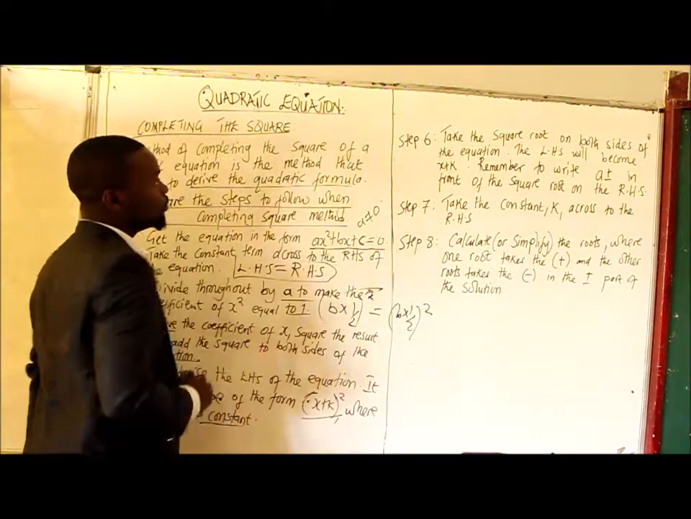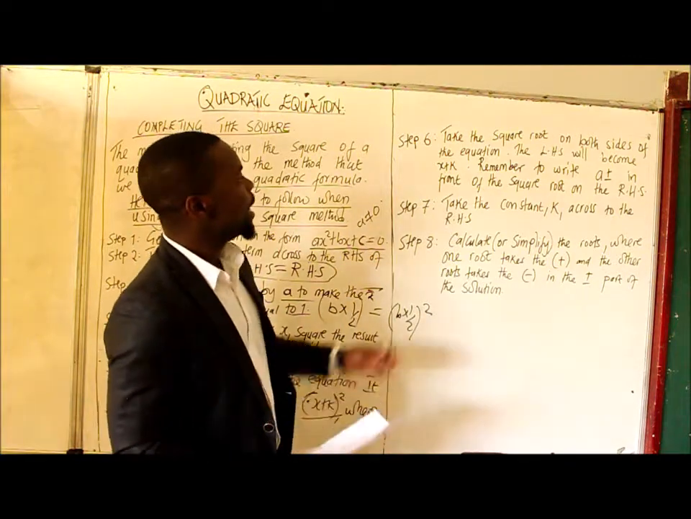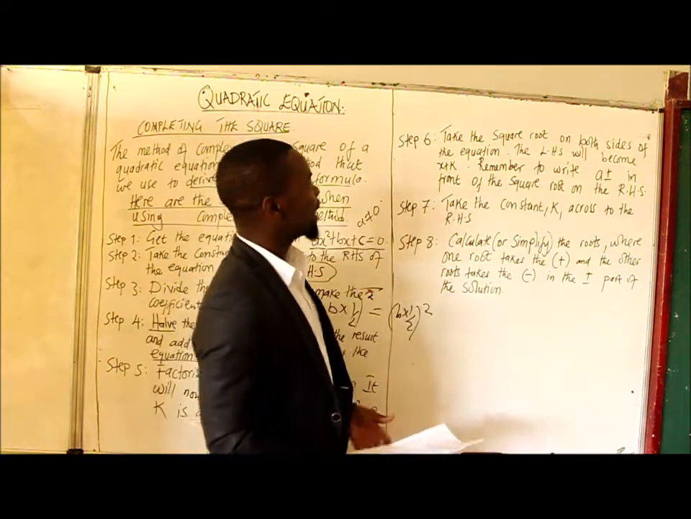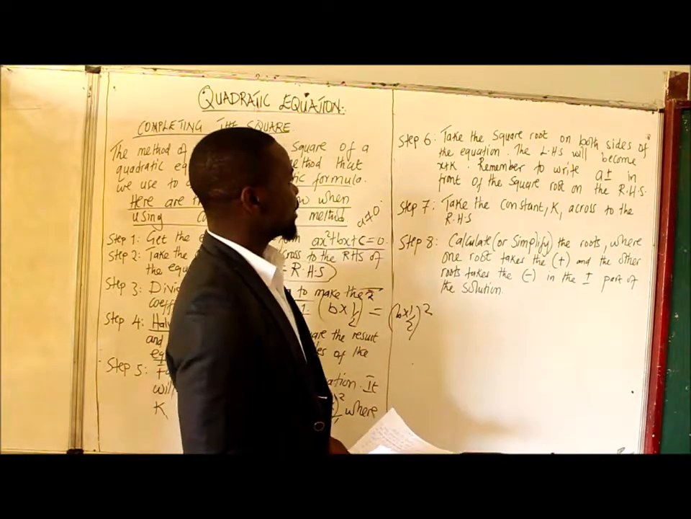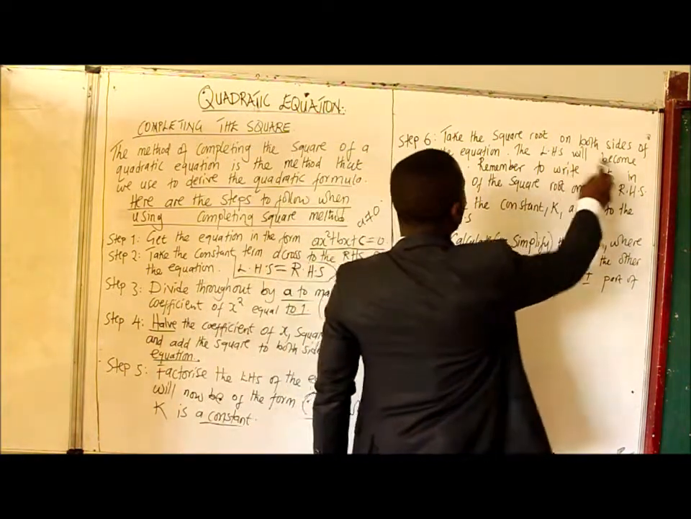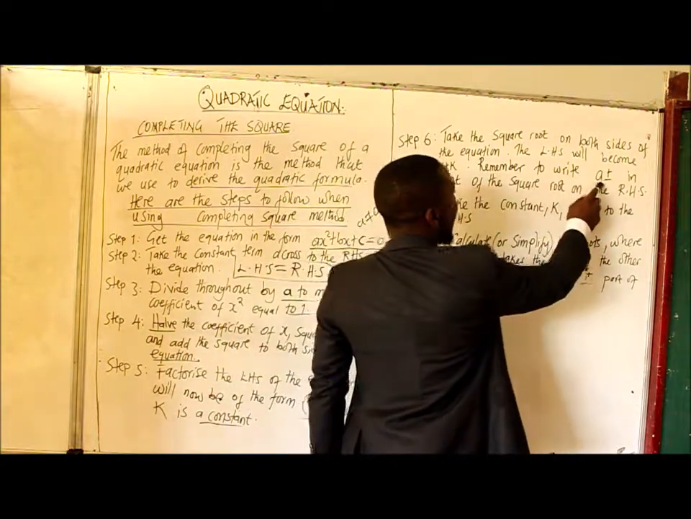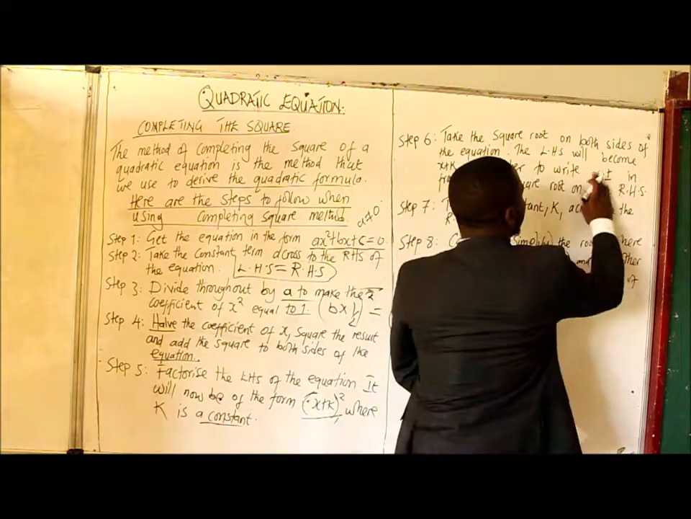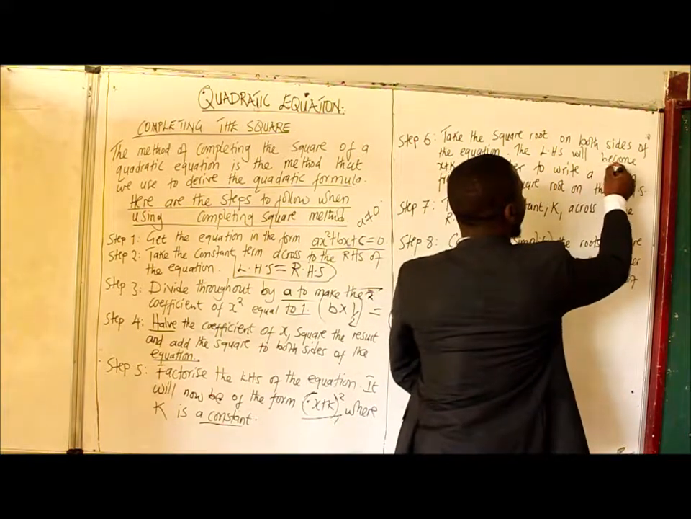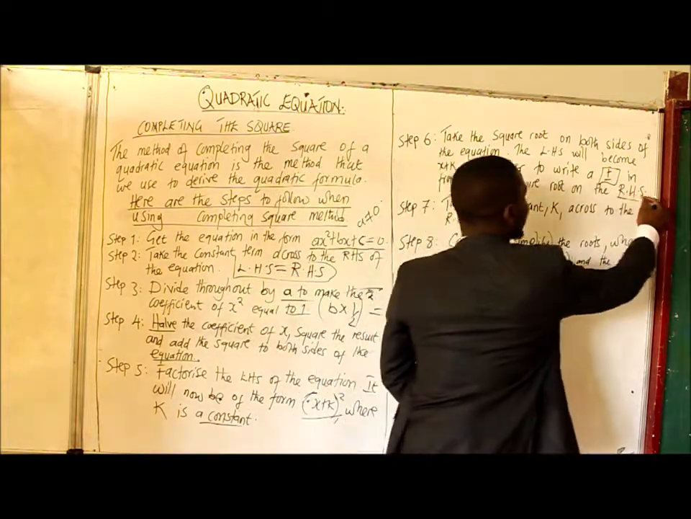Let's go to step 6. Step 6 is saying, take the square root on both sides of the equation. Take the square root of both sides of the equation. The left hand side will become x plus k. Remember to write a positive or negative in front of the square root on the right hand side.